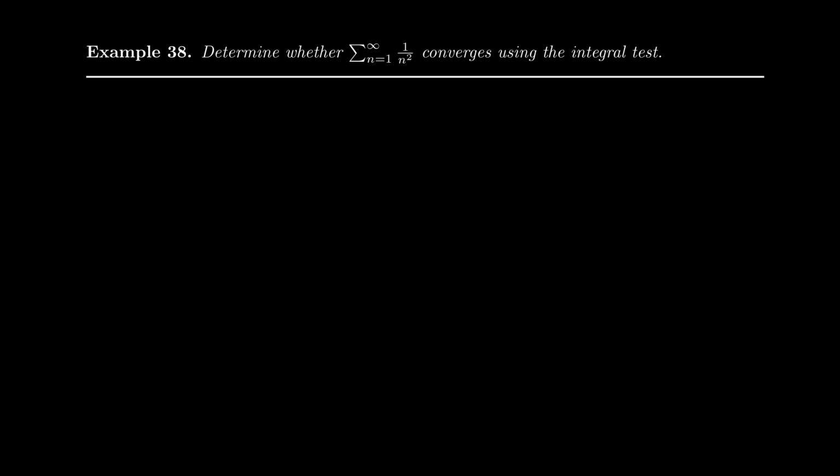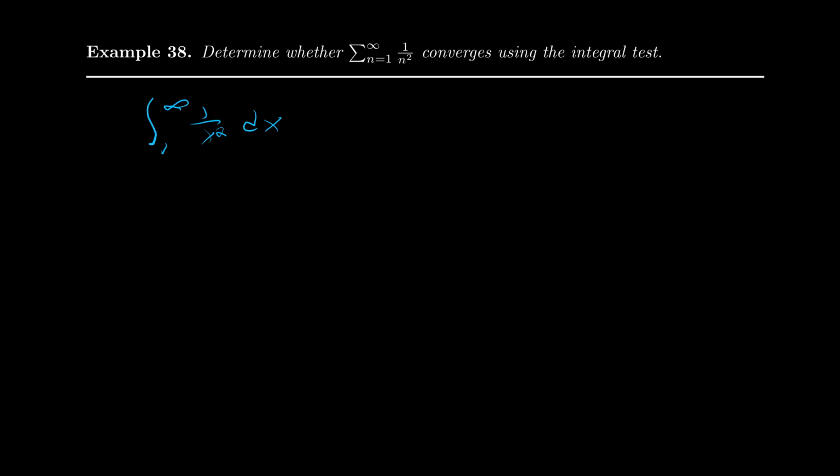So we need to look at whether this needs to be positive, continuous, and decreasing. But we know that because we've already done this one. We did this one back in 36. So it meets the criteria to work. Okay. And that's the first thing. It needs to meet the criteria. So now we're going to look at the integral from 1 to infinity of 1 over x squared dx.